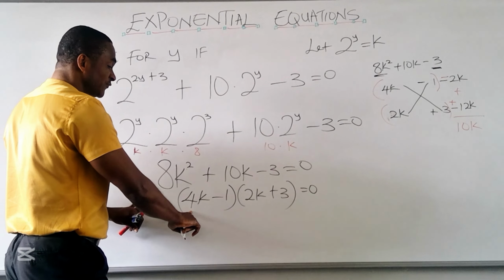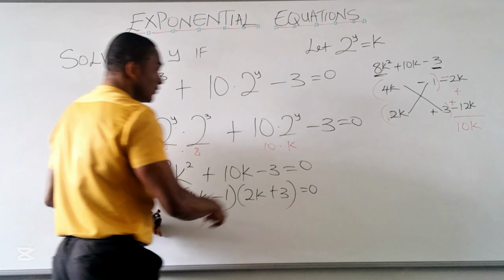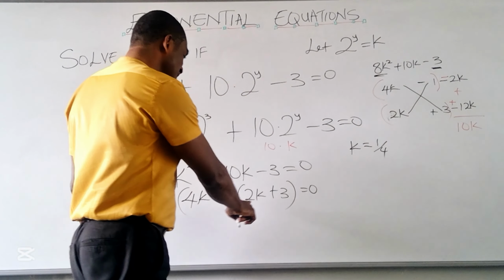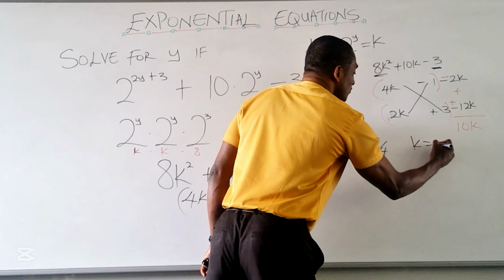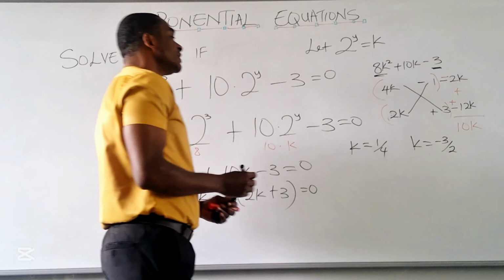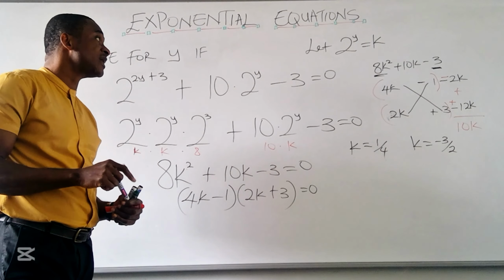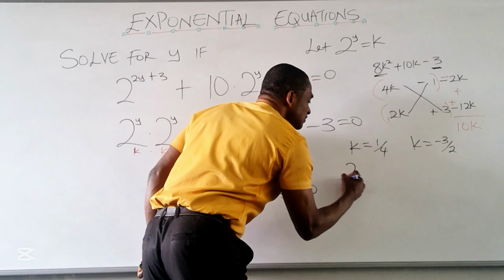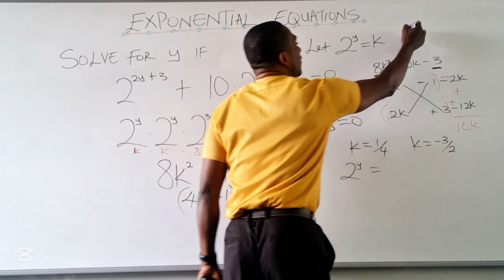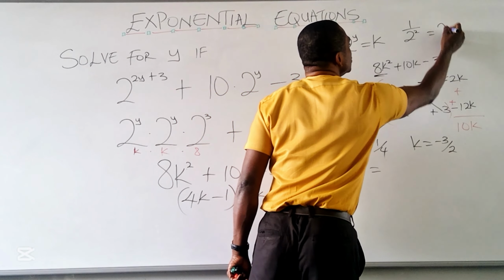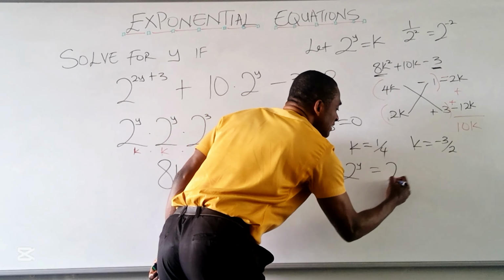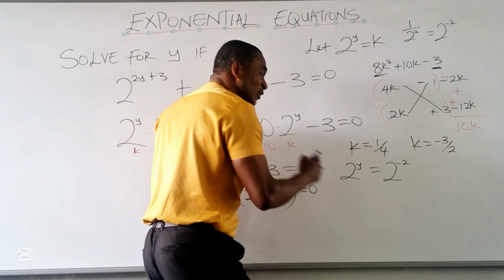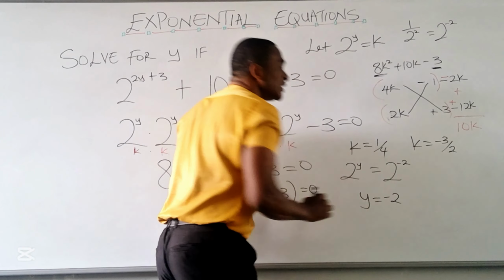Now if we simplify this, we collect each of them and equate it to 0. We will have k equals 1 over 4 for the first one. For the second one, we will have k equals negative 3 over 2. Then we should remember that we were never solving for k, we were solving for y. So we bring back what we replaced k with. So this is 2 to the y. 1 over 4 is 1 over 2 squared, which will give us 2 to the power of negative 2. So we bring it here, 2 to the y equals 2 to the power of negative 2. If the bases are the same on either side of the equality sign, drop the bases, take the exponent. y equals negative 2.